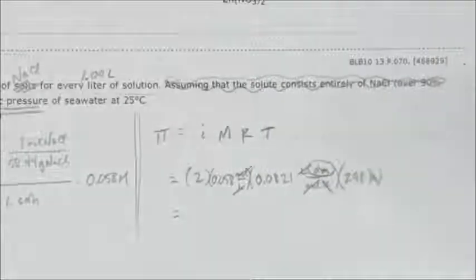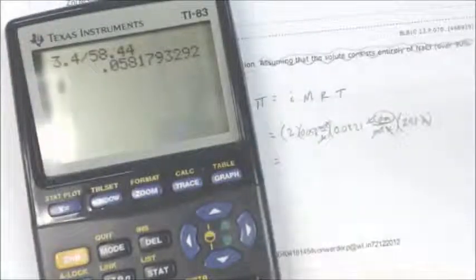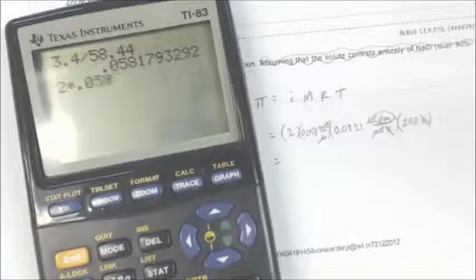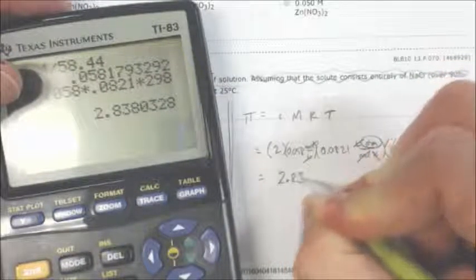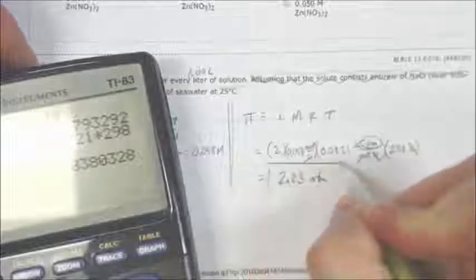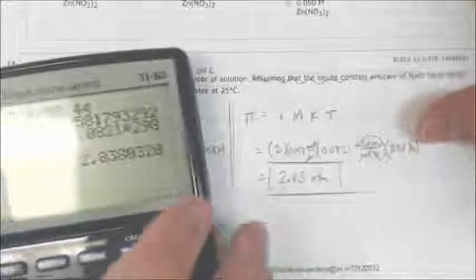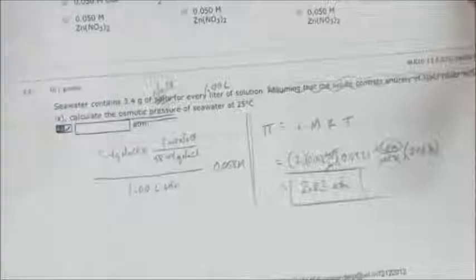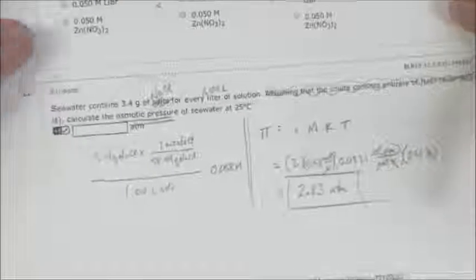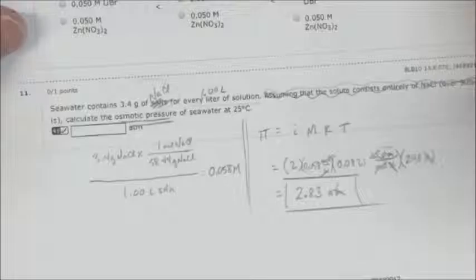And so now it's just doing the work. Let's get the calculator: 2 times 0.058 times 0.0821 times 298. There we go, 2.83 atmospheres. I mean, that's a pretty significant pressure right there. I was thinking 2.8 millimeters of mercury, but 2.83 atmospheres is a pretty significant osmotic pressure. All right, there you go. I think we'll call that for now because it's gotten pretty long.